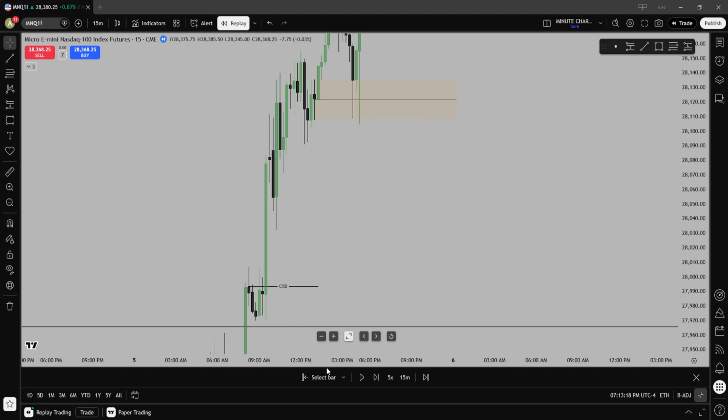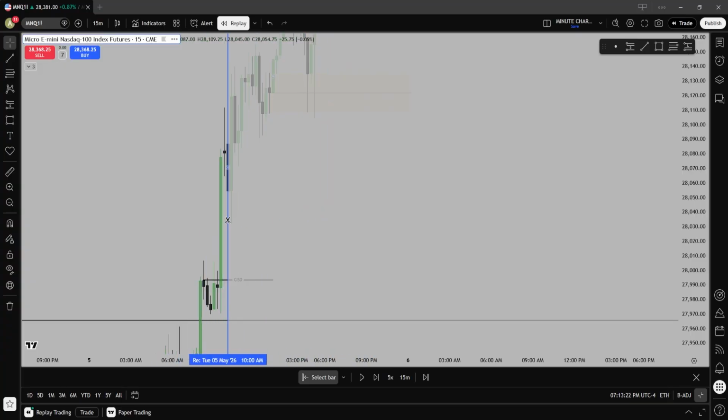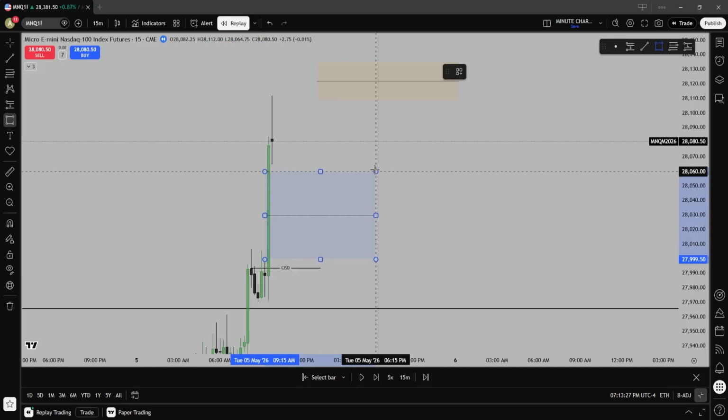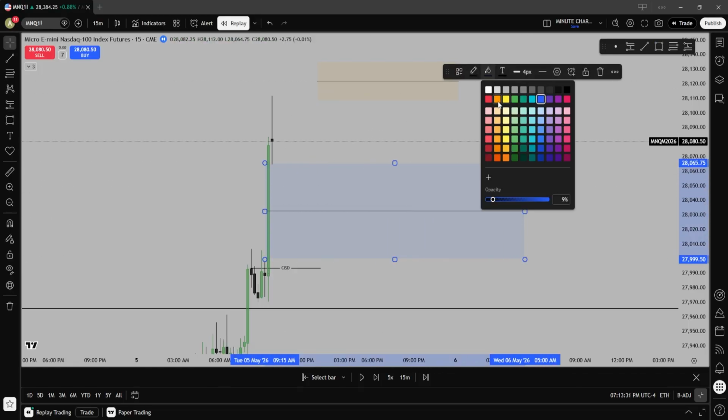What do we leave here? I'm gonna go ahead and replay real quick. What do we leave here? What do we leave right there? We end up leaving this fair value gap right here. Ignore that yellow box that's just floating in the air right now. We leave this fair value gap right here.